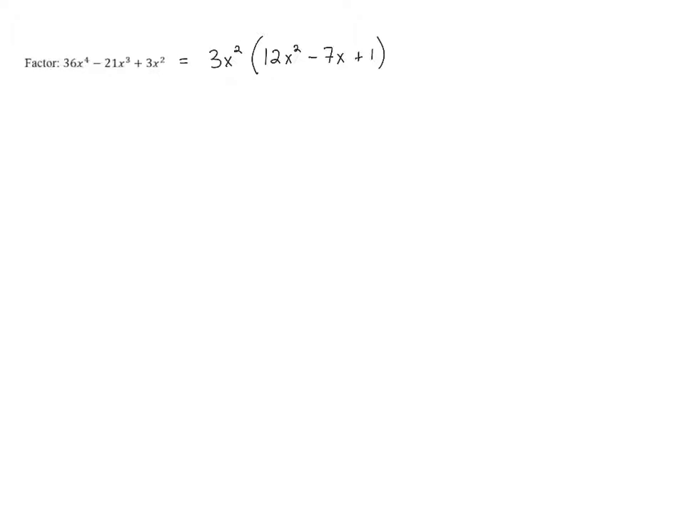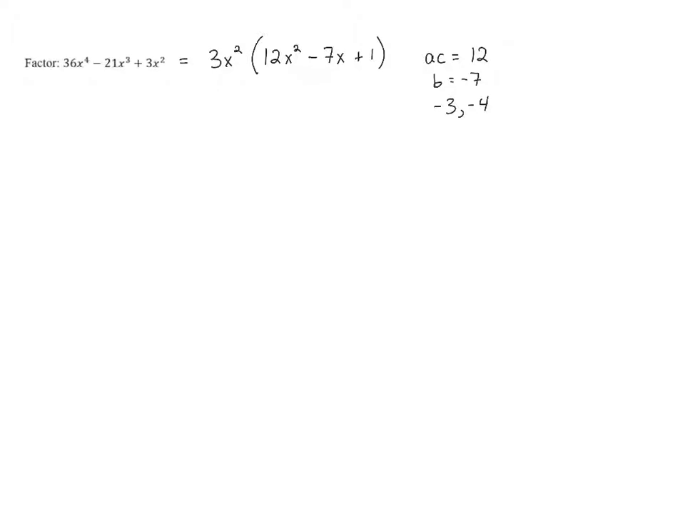Now this trinomial that we're left with is something where we can use the AC method. So let's go ahead and do that. In this case, a times c is going to be 12 times 1, or 12. b is going to be negative 7. So we need two numbers that have a product of 12 and a sum of negative 7. Those numbers are going to be negative 3 and negative 4.